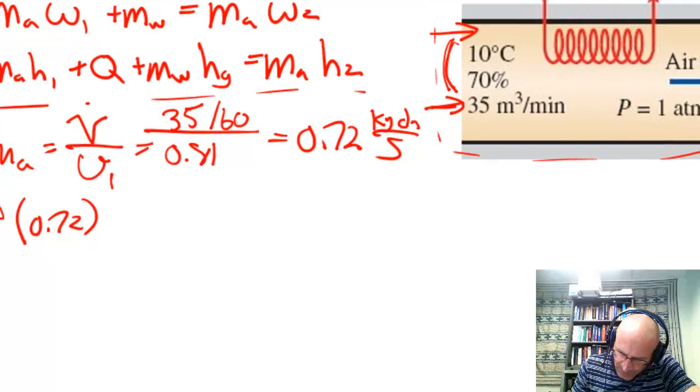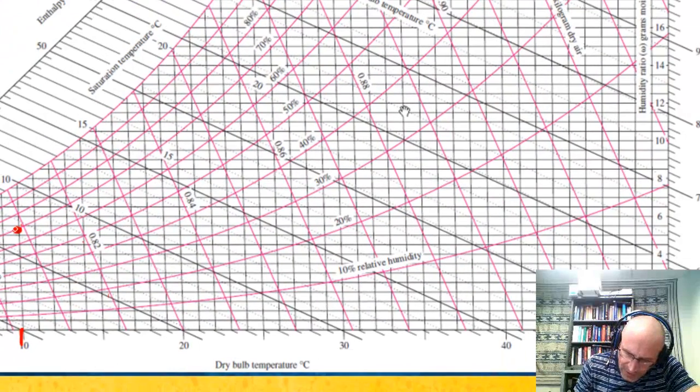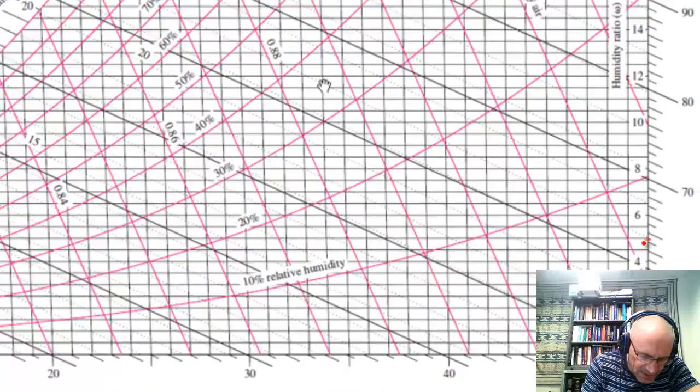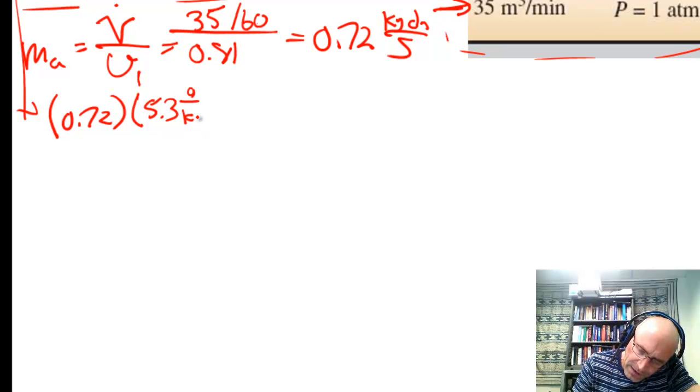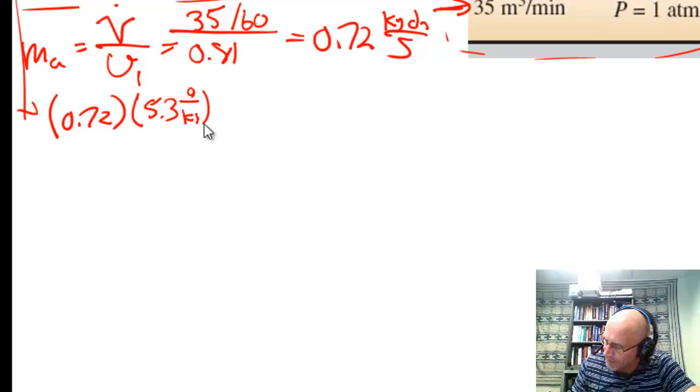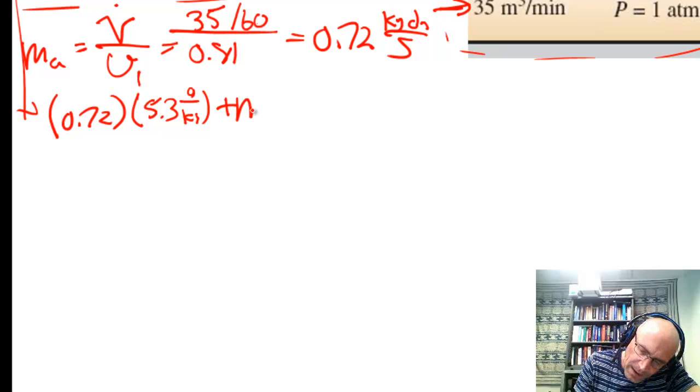So I'll come over to my psychrometric chart again. I've got this point, and I look straight across to find that value. Again, it's always kind of hard to tell, but I'm a little above 5 probably, so I'm going to go with 5.3. Remember, that's grams per kilogram, so grams of water per kilogram of dry air. And then m_w, which is what I'm trying to solve for, times 0.72.